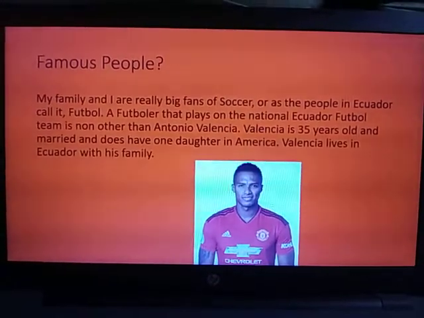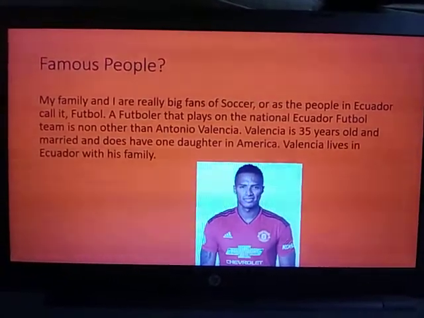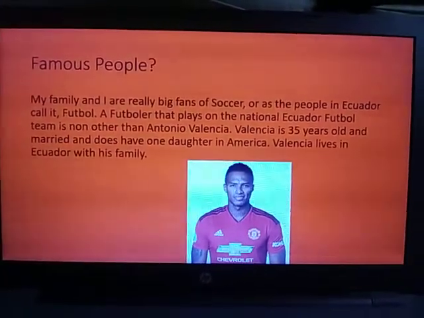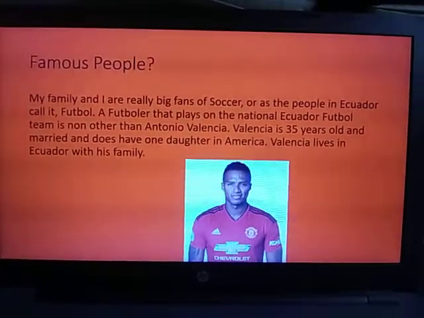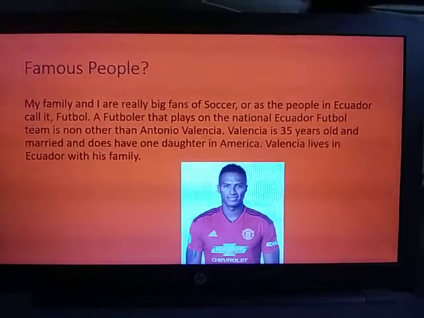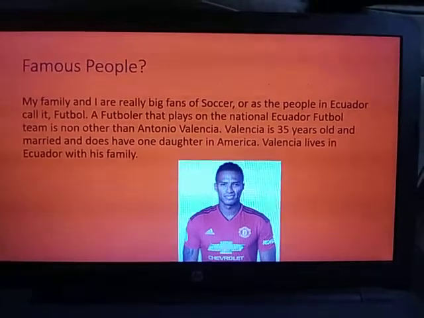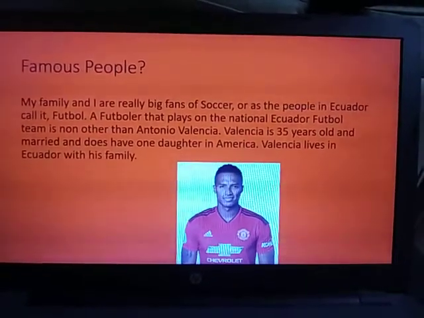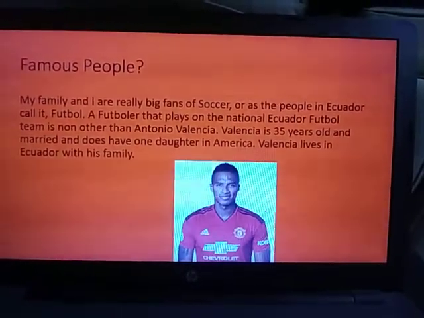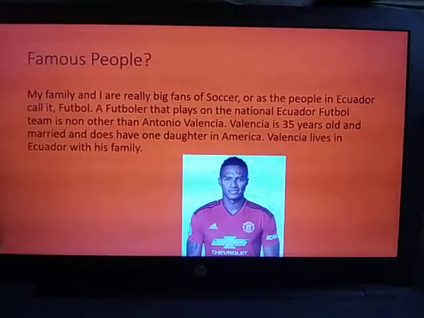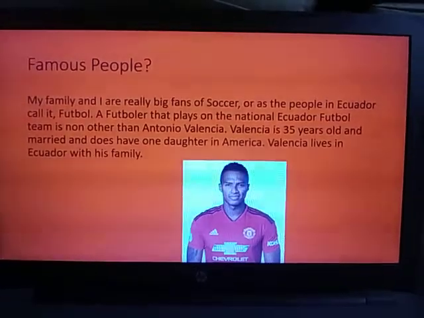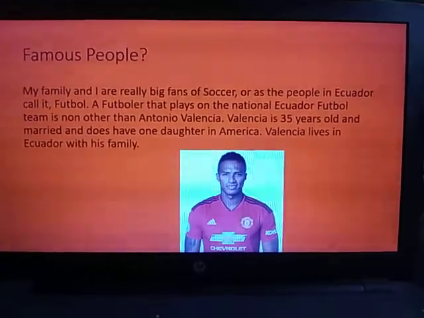A famous person there that I have found is named Antonio Valencia. My family and I are really big fans of soccer, or as the people in Ecuador call it, football. The footballer Antonio Valencia is on the national Ecuador football team. Valencia is 35 years old and he is married and has one daughter. Valencia lives in Ecuador with his family and loved ones.